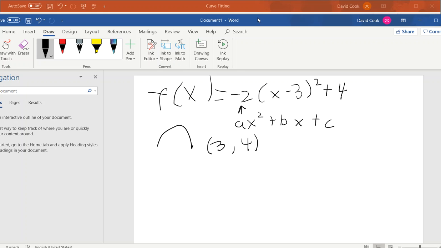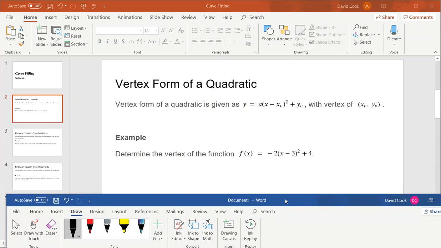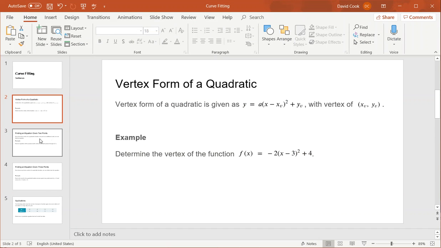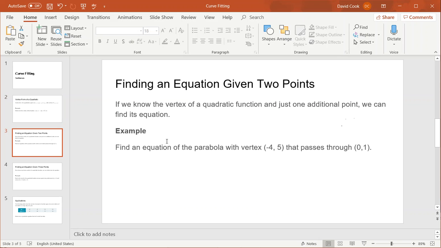So let's take a look at the next example. Find an equation given 2 points. We know the vertex of the quadratic equation, and we know one additional point. So let's use that to find the equation. Find the equation of the parabola with a vertex of negative 4, 5 that passes through 0, 1.